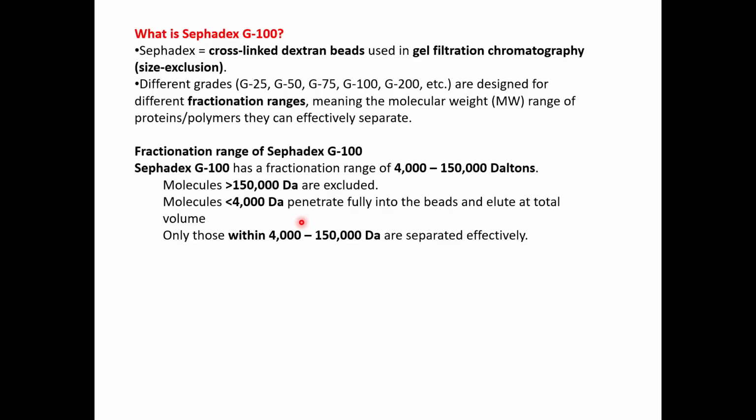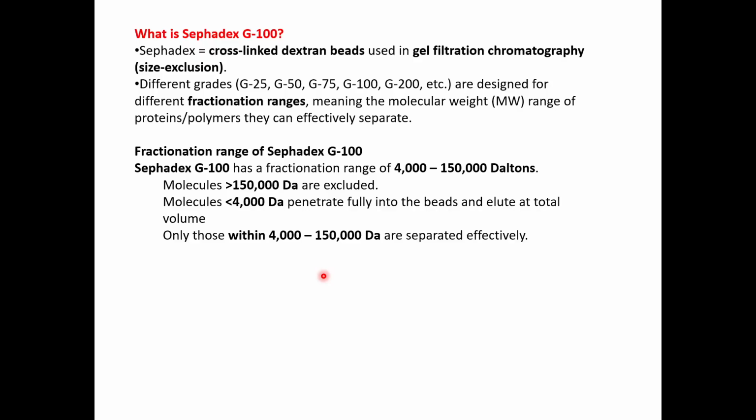Because, if you have different protein sizes in between your 4,000 and 1,50,000, say for example you have 5,000, 10,000, 20,000, 30,000, based on their size and the calculations, you can know that at a particular volume you can easily separate it and collect it. But if it's less than 4,000, it can't differentiate. Anything less than 4,000 can enter into the pore. So you can't separate anything between 1,000 and 4,000. Everything will come out at the total volume. So there will be no difference.